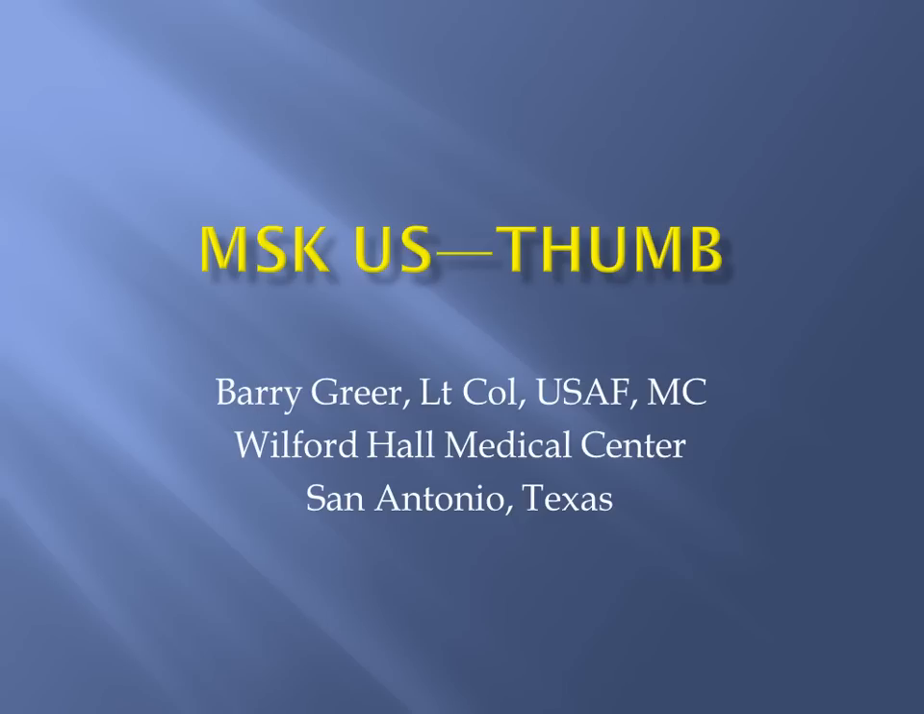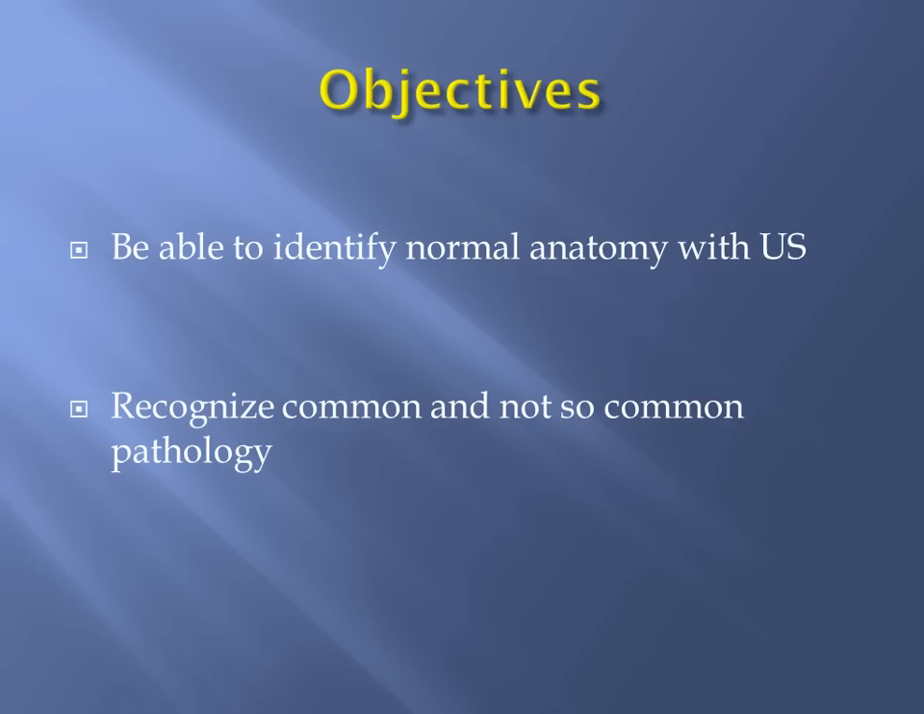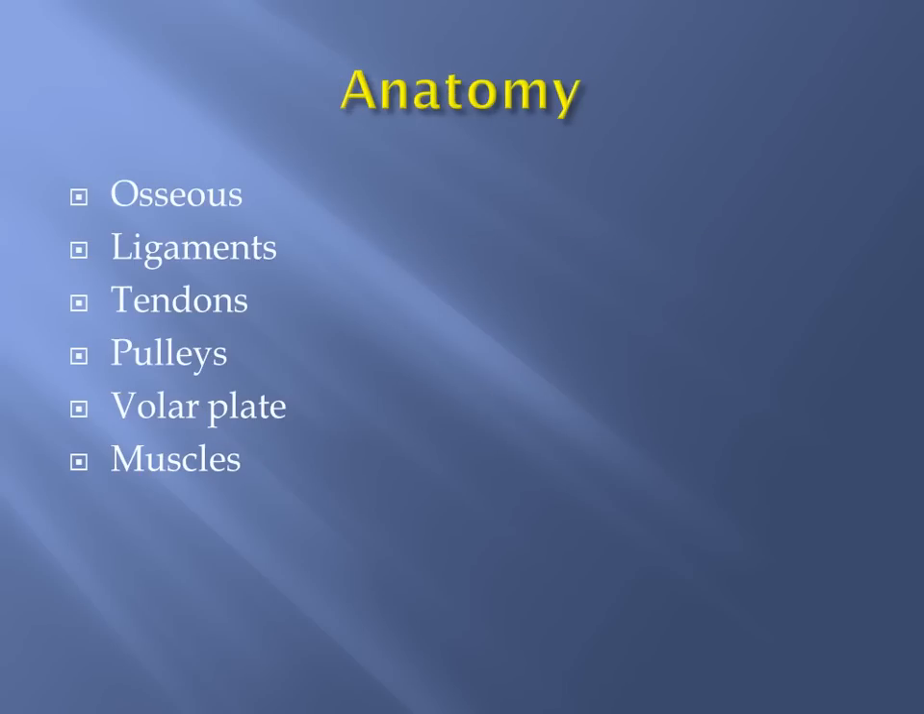I'm Barry Greer. I'm one of the staff radiologists here at Wilford Hall, and today I'll be talking about musculoskeletal ultrasound of the thumb. My objectives today are to be able to identify normal anatomy with ultrasound and to recognize common as well as not so common pathology. I'll cover anatomy first. These are the areas I'll be covering.